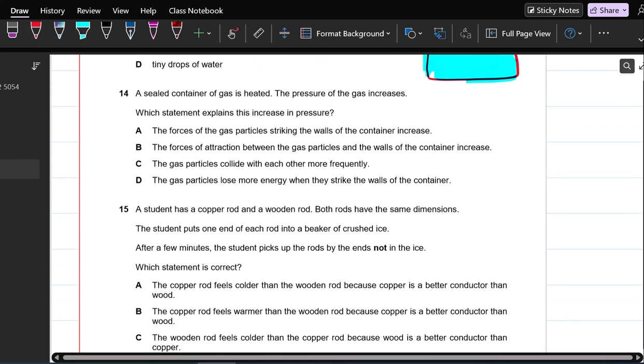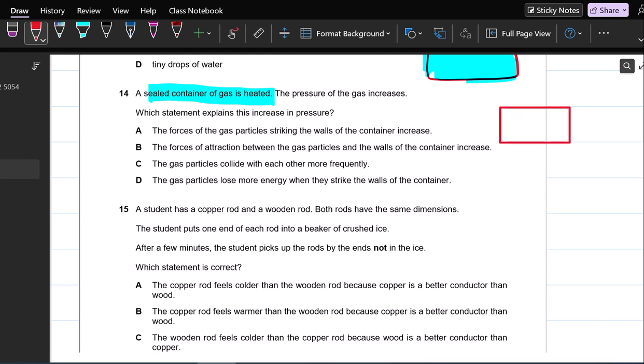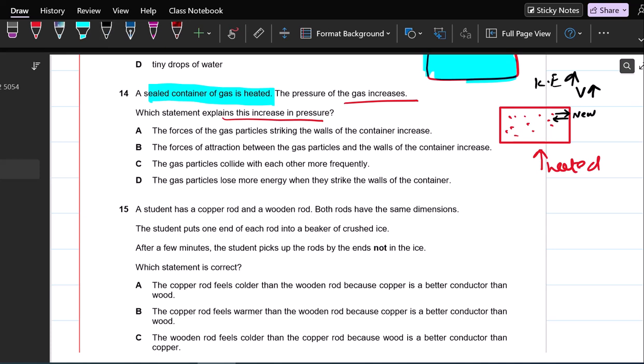Question number 14. A sealed container of gas is heated. Suppose this is the container having gas inside it. It is heated. The pressure of the gas increases. Which statement explains this increase in pressure? So what happens? Kinetic energy increases, speed of gas molecules increases, and this gas molecule will hit the wall and come back. Newton's third law is applicable here.